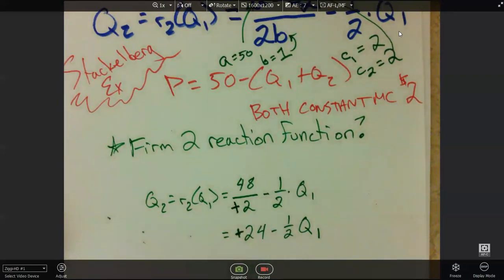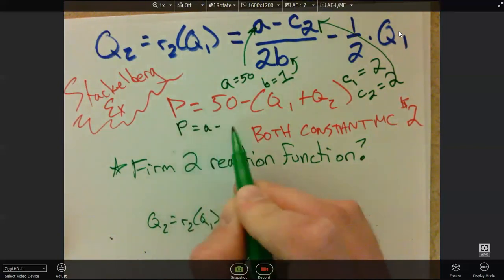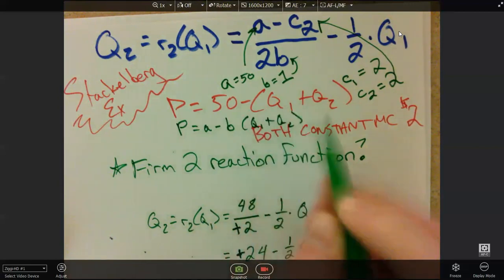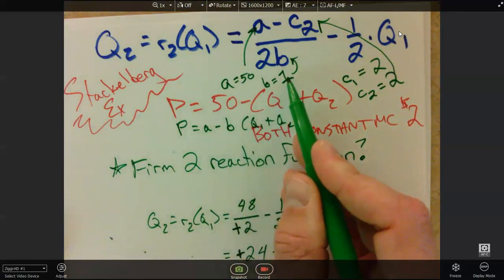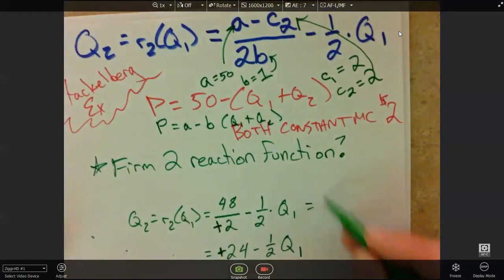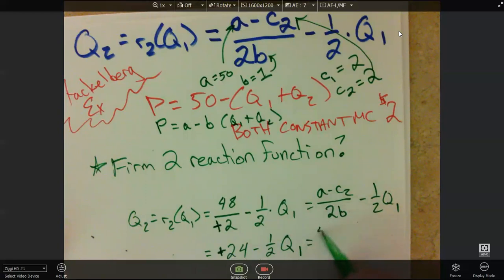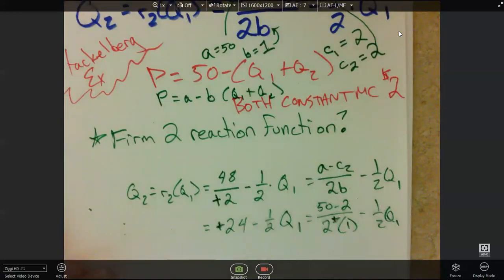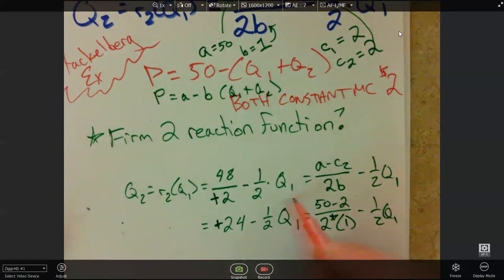The plus 2. Okay, so remember that our general equation here is P equals A minus B times Q1 plus Q2. If it's A minus B, then A is 50 and B is positive 1. And so we're just applying this formula: A minus C2 over 2B minus 1/2 Q1. That's 50 minus 2 over 2 times positive 1 minus 1/2 Q1. Does that make sense now? Okay, cool. So the next part is what's firm one's output. This is finishing it. This is the reaction function.